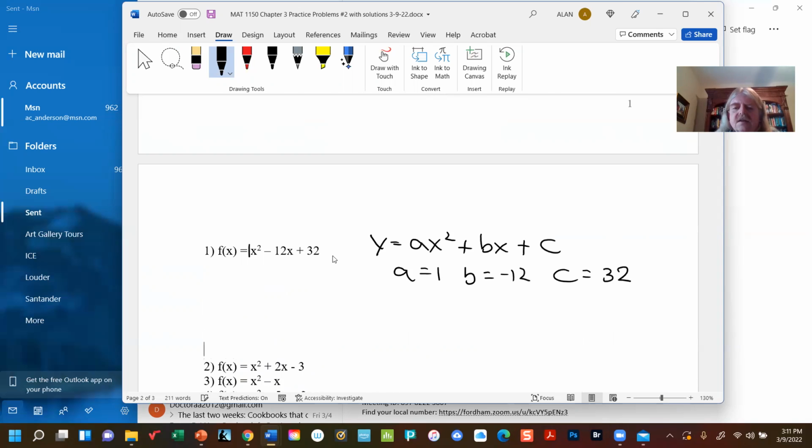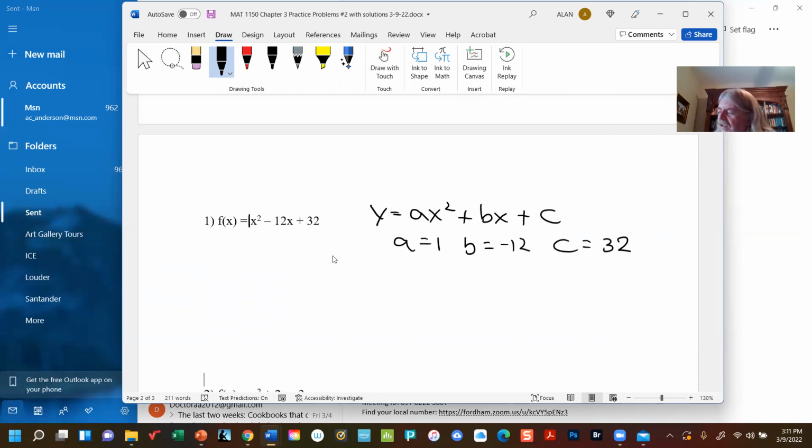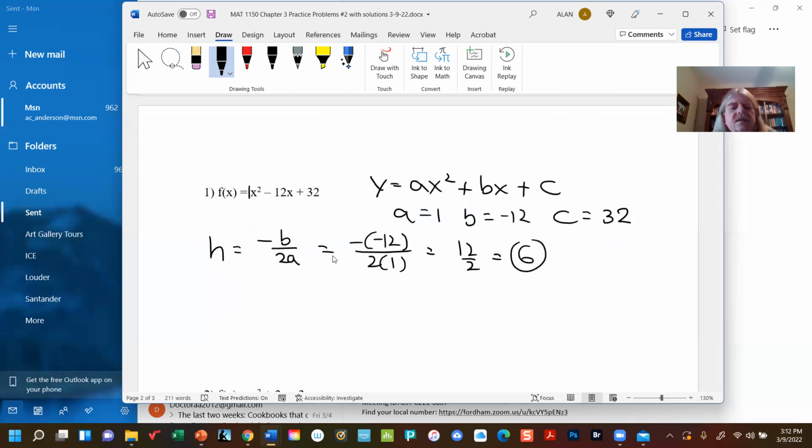All right, then. So the formula looks like this. H is negative B over 2A, which in this case is negative 12 over 2 times 1, which is 12 halves, which is 6. All right, and then once we have that in place, it's easy to calculate k because k is simply f of h, okay?